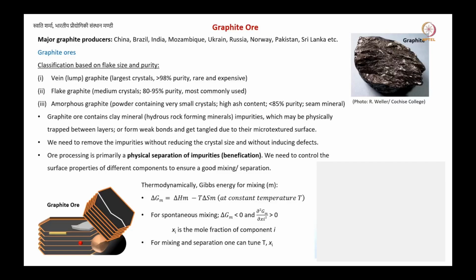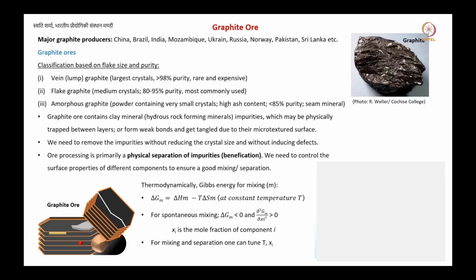Flake graphite comes in a flaky form. I have some images of graphite flakes, but in the next class, if I remember, I will show them. It has medium crystals, and the purity is lower than vein graphite, around 80 to 95%, and it is most commonly used. Amorphous graphite is a powder containing very small crystals, with high ash content and less than 85% purity, so it is much less pure.